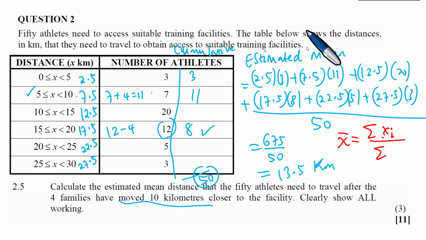Obviously, to get the total, the 50 is the total. How do you get this total? The total is the total frequency. The total here becomes the total frequency. How many athletes are there?